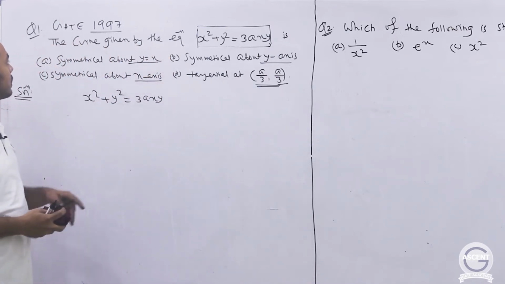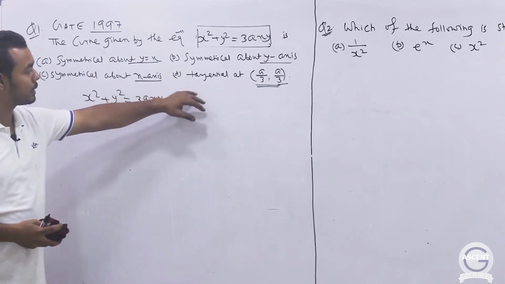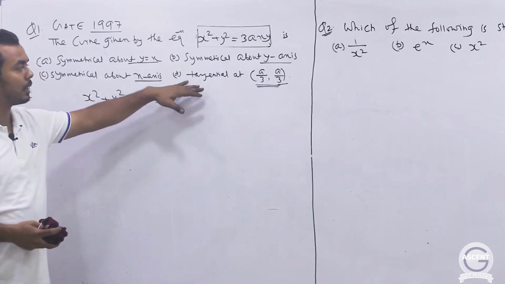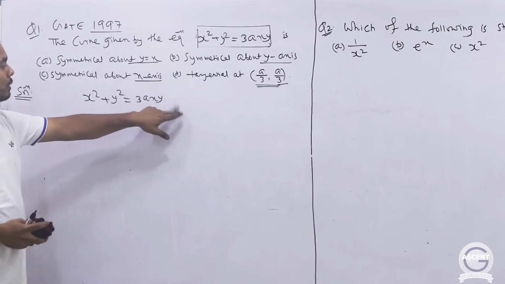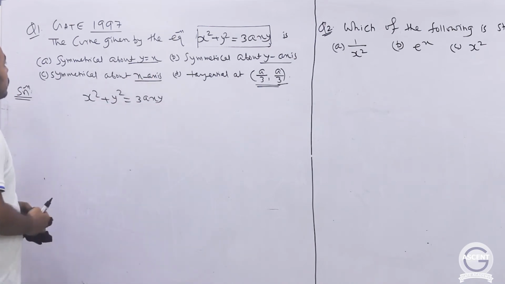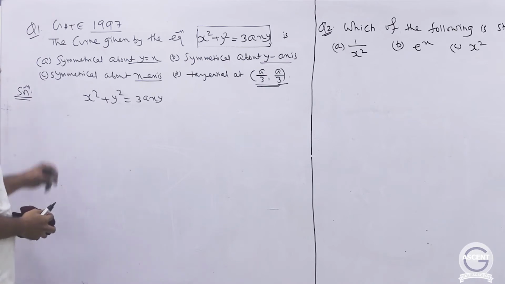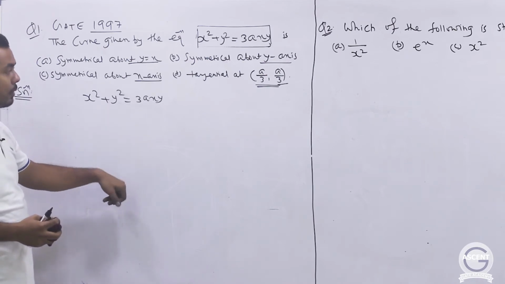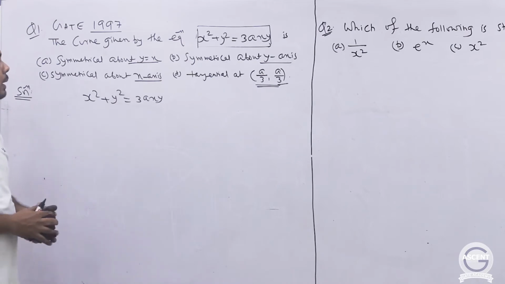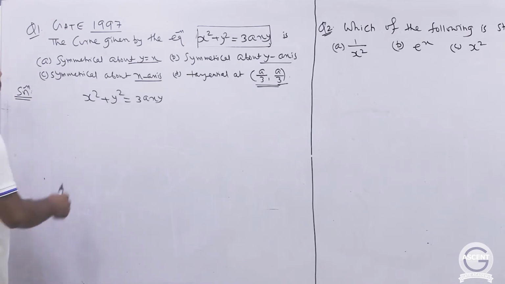I mean, this fourth point is obviously meaningless because tangential to which line? No line is given here. So basically we have to see which one of these three options is correct. Here, we have seen the conditions for symmetricity about the x-axis, the y-axis and the line y equals x.